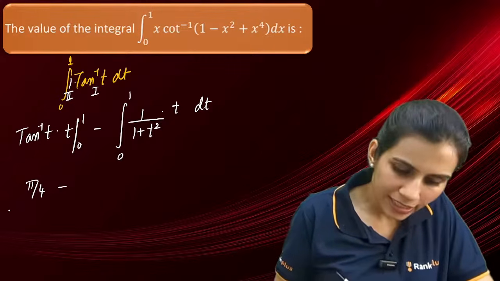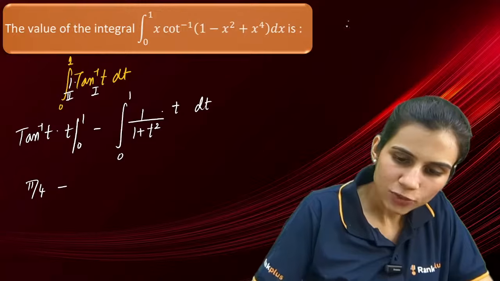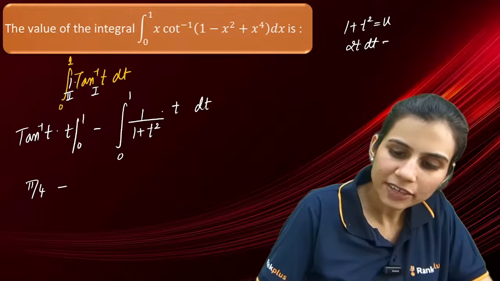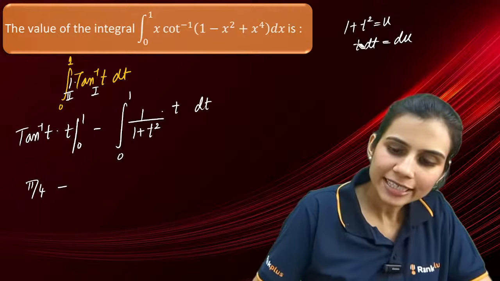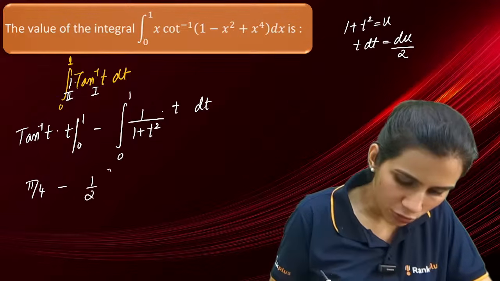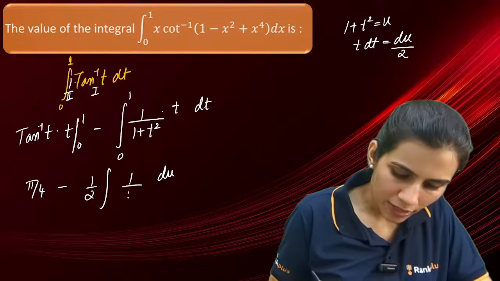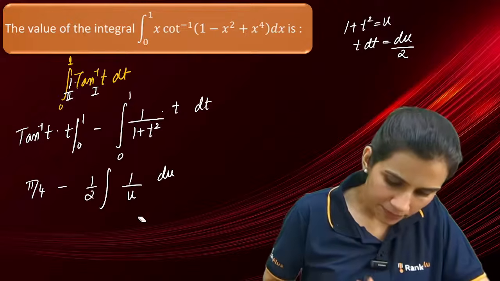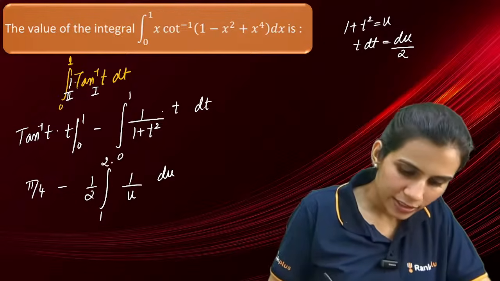Next is 0 only. And this is what? T upon 1 plus t square. So 1 plus t square, if you take as u, 2t dt will give you du. So t dt will give you du by 2. And this is 1 upon u. What are the limits? When t is 0, this is 1. And when t is 1, this is 2.